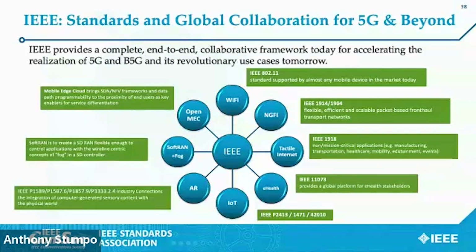Just to give you an example, standards and global collaboration for 5G and beyond is organized something like this: we have open mobile edge computing, Wi-Fi, soft RAN, augmented reality, IoT, and there are different codes assigned to the work that gets done in each one of those parts of the Standards Association.